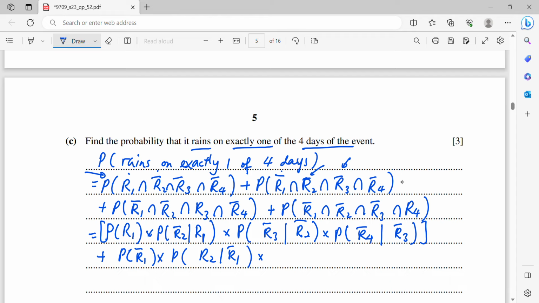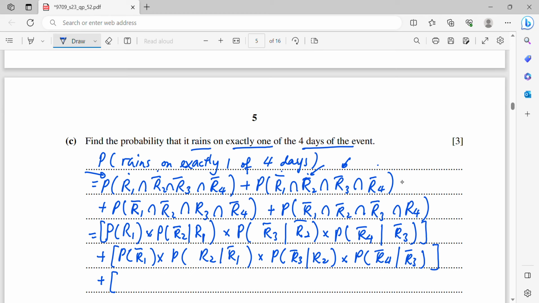times third day not rain, but the previous day rains. Not rain, previous day rain, times third day not rain, fourth day not rain. So fourth day not rain, given that third day also not rain. This will be the second probability, which means it rains on the second day. Now same for the next one.